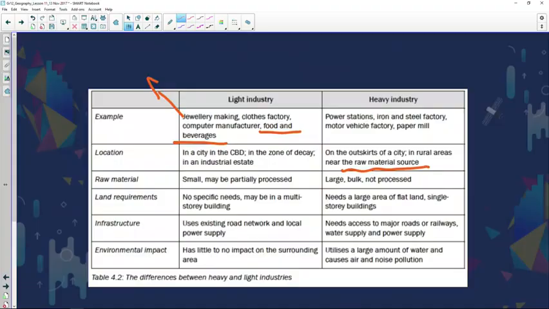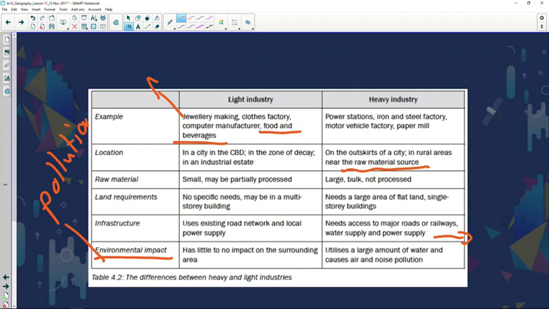Now, as you can see, the infrastructure changes for heavy industries. They need to have access to railway lines and to major roads, and obviously water supply and power supply. Environmental impact. When we discuss environmental impact, we mainly look at pollution.